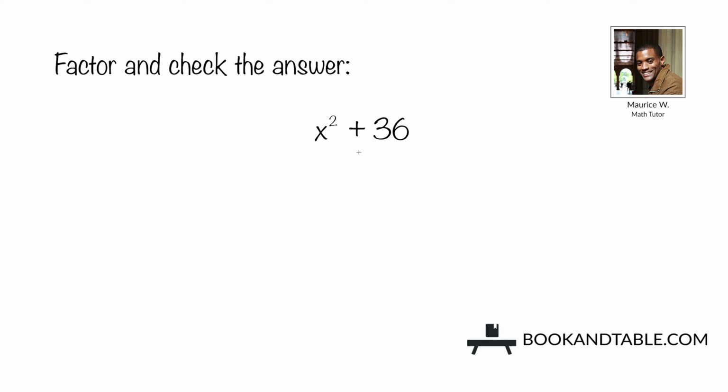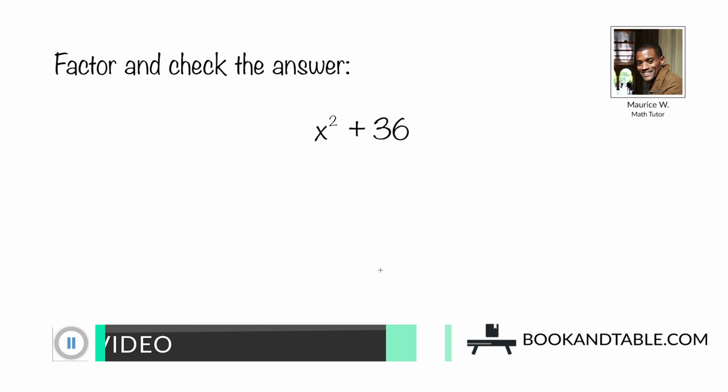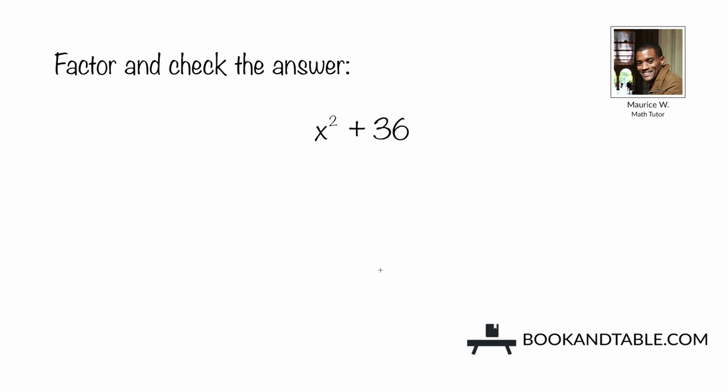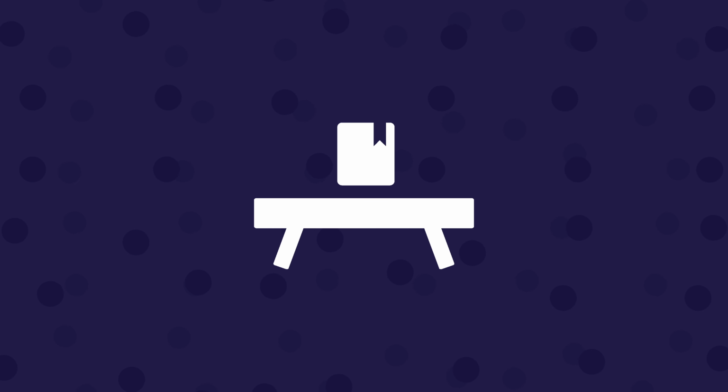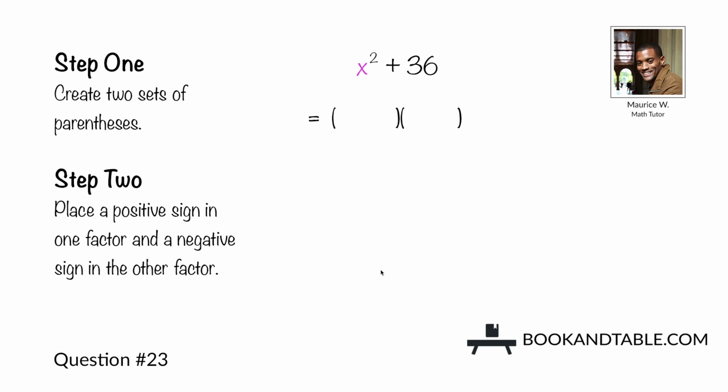Factor x squared plus 36 and check the answer. Pause the video, answer this question, and then press play when you are ready to begin. Step 1, create two sets of parentheses. These are where our factors will go. In step 2, place a positive sign in one factor and a negative sign in the other factor.